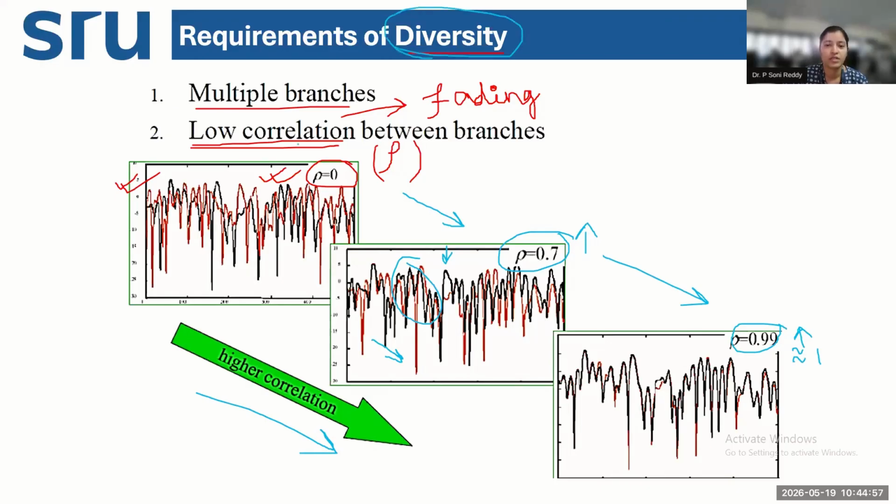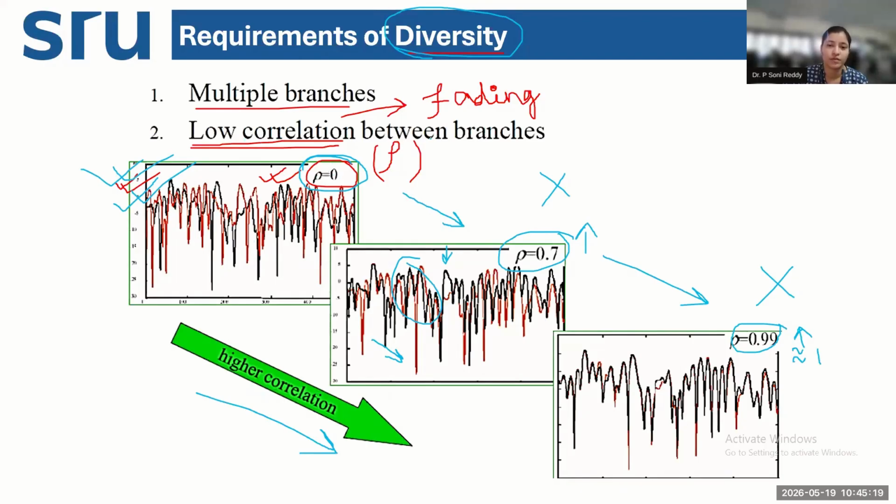So in diversity, what is the requirement? In diversity, the signal should be unrelated. So the requirement is this. That means the factor should be equal to 0 or as low as possible. So this is not the requirement of diversity. Diversity requires low correlation or uncorrelated signals.